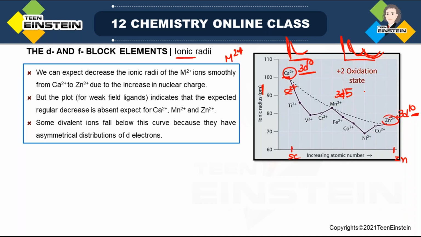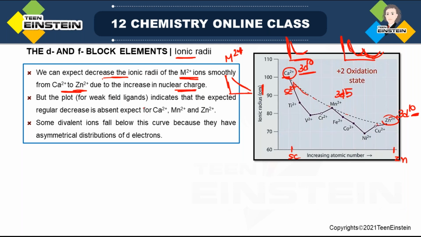So only in these three cases, if you consider the elements and join the line, you will get a straight line like this. But if you consider the elements in between, now you get a hump type of nature in the curve. We can expect a decrease in the ionic radii of M2+ smoothly from Ca2+ to Zn2+ because of the increase in nuclear charge. So we can expect that it will be a smooth decrease like this if you consider the graph. But actually that is not so simple.